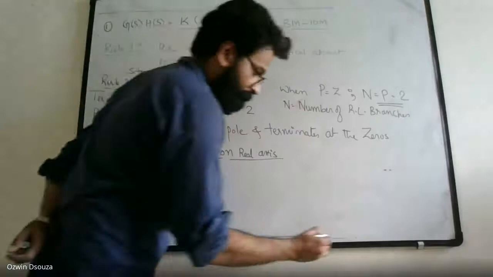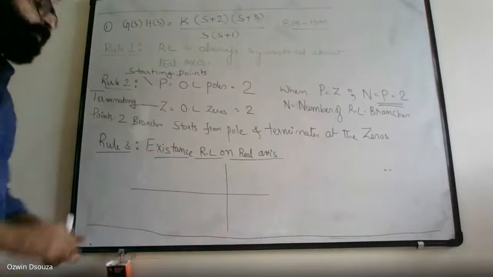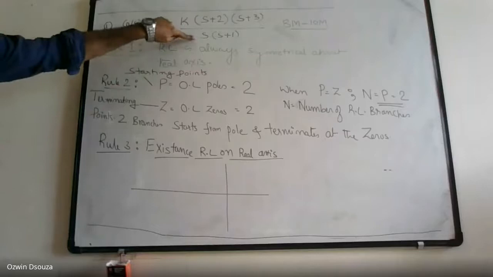Okay. Now, for rule three, what you have to do is draw the pole zero plot. Fine, let us do the pole zero plot. So, poles first. You have a pole at origin and you have a pole at s is equal to minus 1.